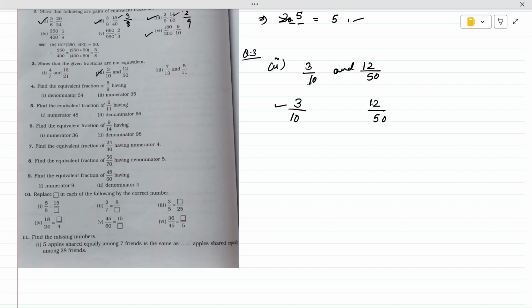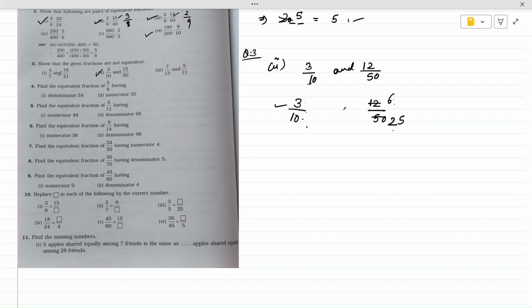Okay, so this will come in the table of 2. This is 2 into 6 and 2 into 25, so 6 by 25. Now 6 and 25 don't have any common factor, and this cannot be simplified further. So that means they are not equivalent fractions, because here we have 3 by 10 and here we have 6 by 25.